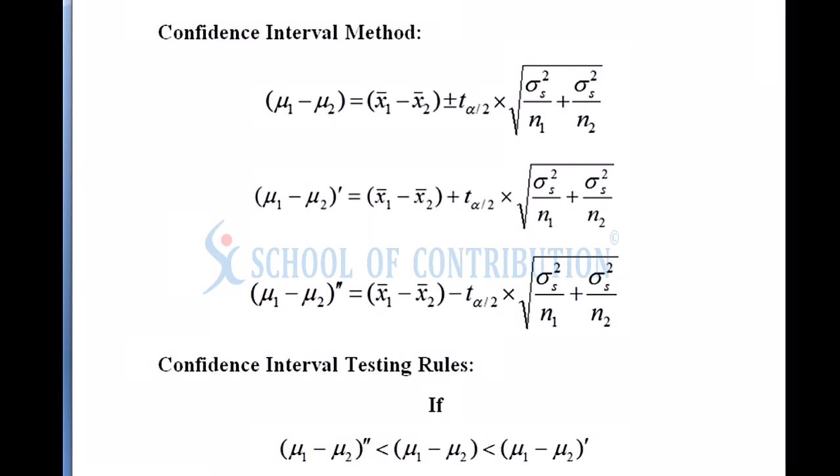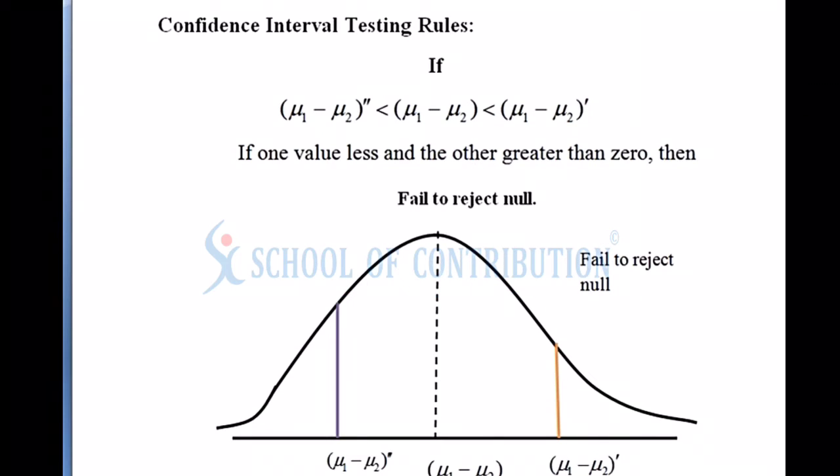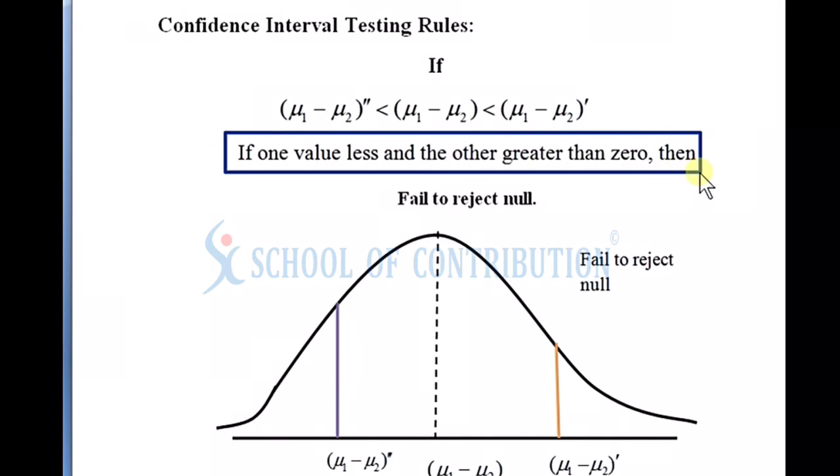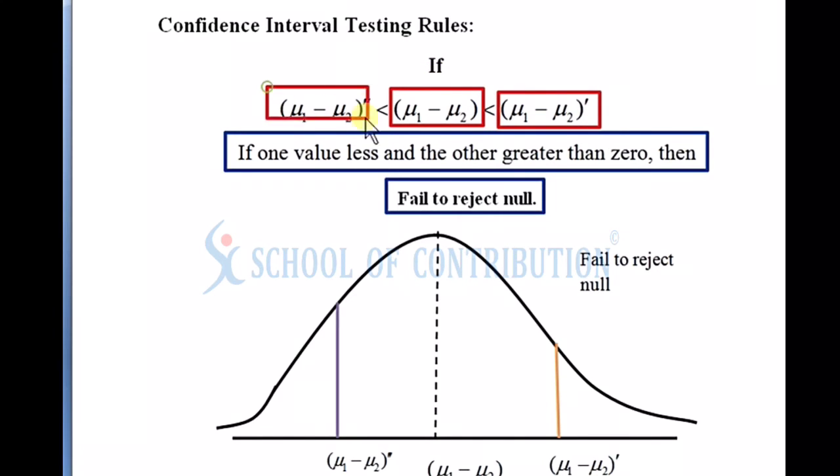Once we get the confidence interval values using this formula, we can apply the confidence interval testing rules to decide whether we should reject the null hypothesis or fail to reject it. If one interval value is less than 0 and the other is greater than 0, we fail to reject the null hypothesis. The difference between the two population means is all the time 0, and here one value is negative and another is positive, with 0 in between, so we fail to reject the null hypothesis.